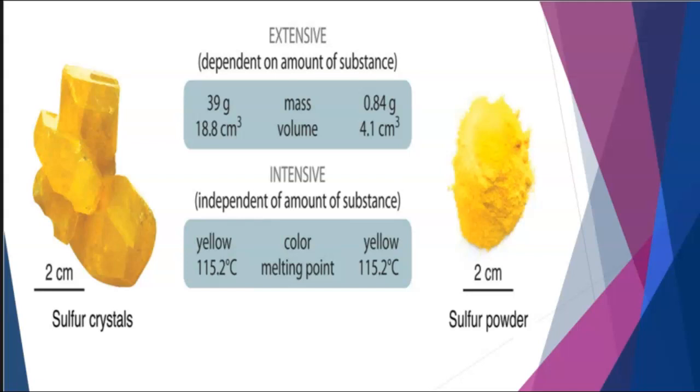All right, let's look on the other side. I've got sulfur powder. So what's the difference between the two of them? Well, one's a powder, the other's a crystal. That's a physical property, but it's an intensive property. It doesn't matter how much of the sulfur powder I have. It's still going to be a powder. It's still going to be yellow. But if I cut it in half, instead of having 0.84 grams, I have 0.42. I have less mass because I took mass away. It's additive.